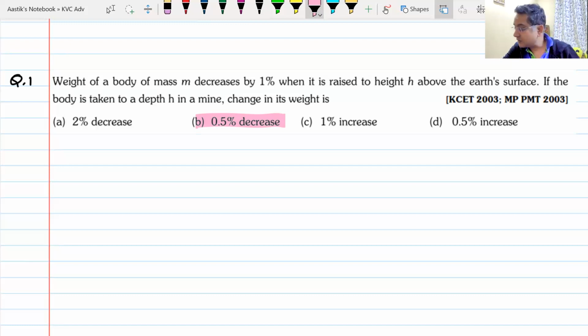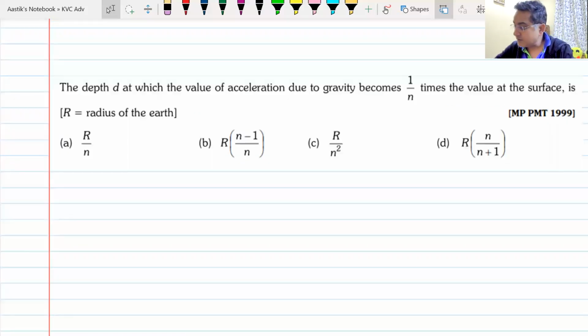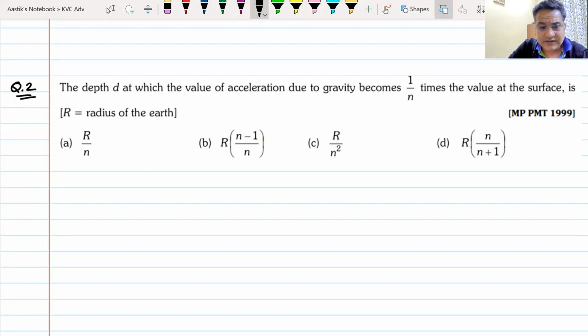I'll give you 2 minutes to solve this. So here comes the next question. Question number 2 in this category. The depth d at which the value of acceleration due to gravity becomes 1 by n times the value on its surface is. I'll give you 2 minutes to solve this and get me the answer.